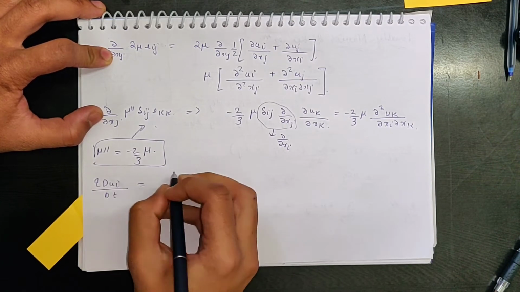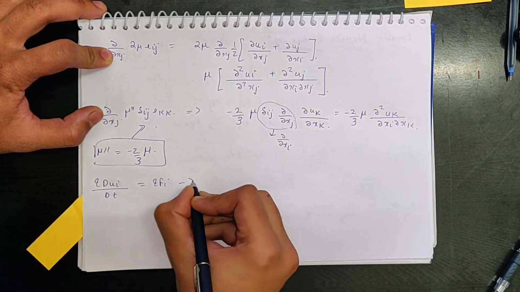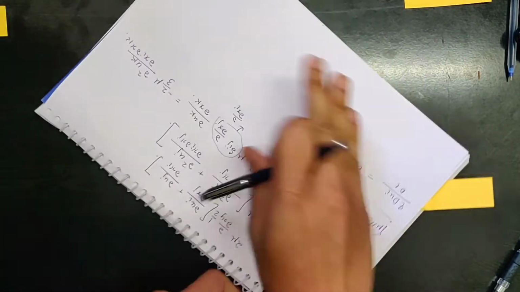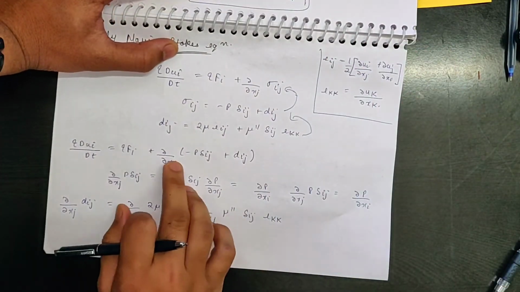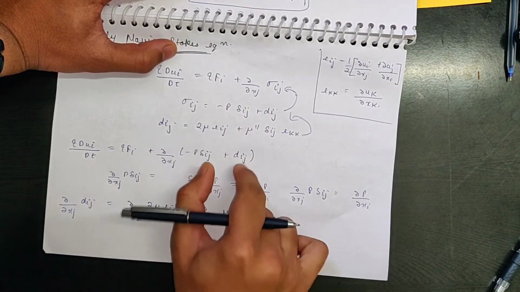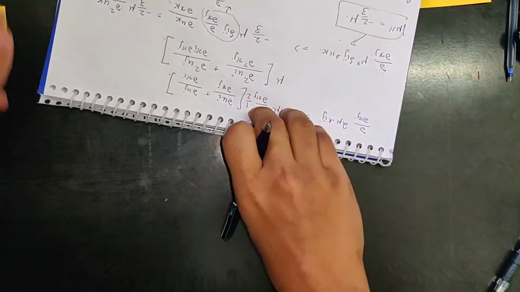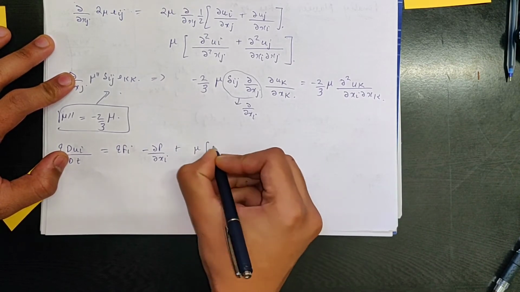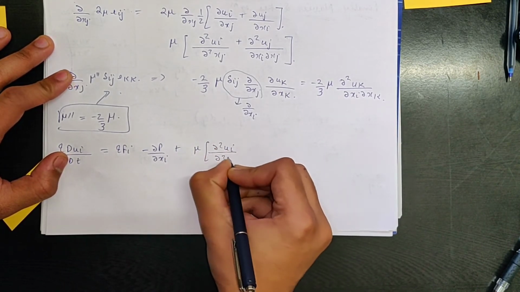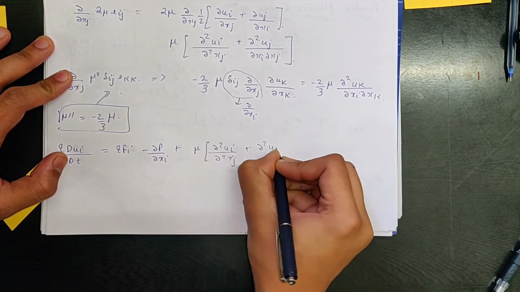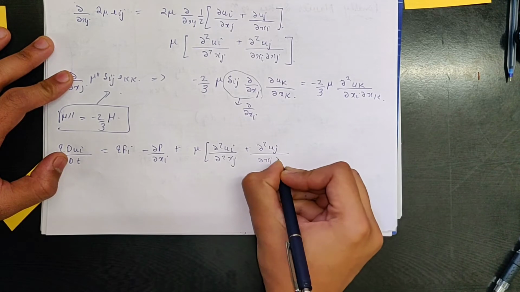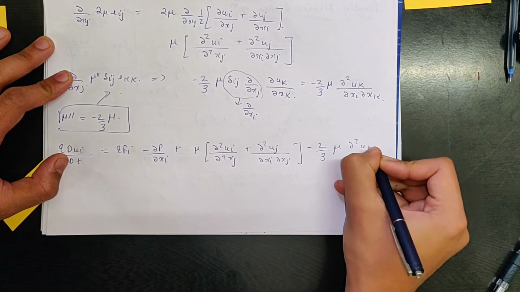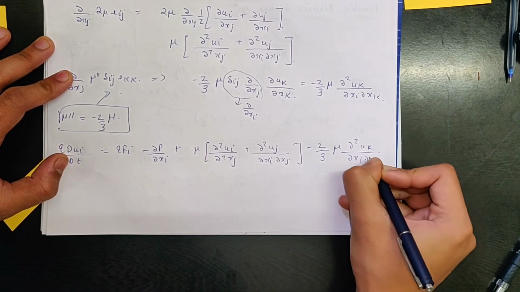We have rho of fi minus del p by del xi plus, let's see the equation, what was it, del p by del xj. So we have written this. Okay, so basically it is plus mu times del 2 ui by del 2 xj plus del 2 uj by del xi del xj minus 2 by 3 mu times del 2 uk by del xi del xk.